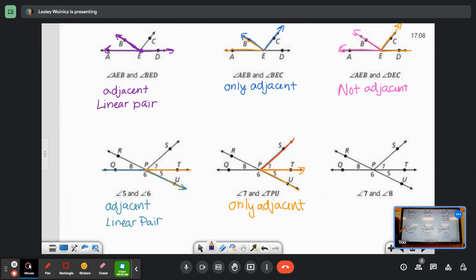Angle 7 and angle 8. This looks kind of like the picture right above it. These have a common endpoint and have non-common sides that are opposite rays, but they don't share a common side, so these are not adjacent at all. Okay, flip it.